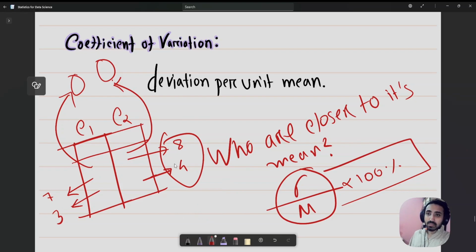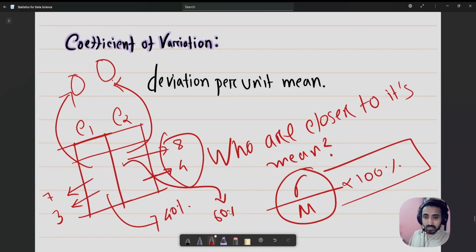Let's say this dataset's COV, coefficient of variation, is 40%, and this dataset's coefficient of variation is 60%. So we can say this data is closer to the mean than this, because this is 60% deviated. So this is how coefficient of variation is measured, and this was the lecture of dispersion.